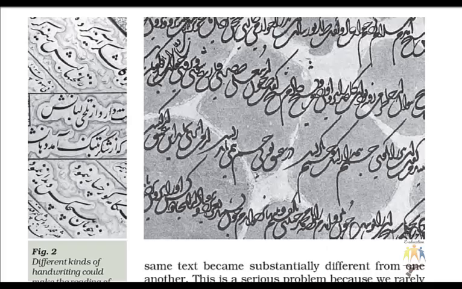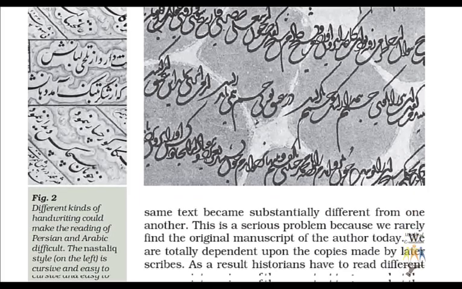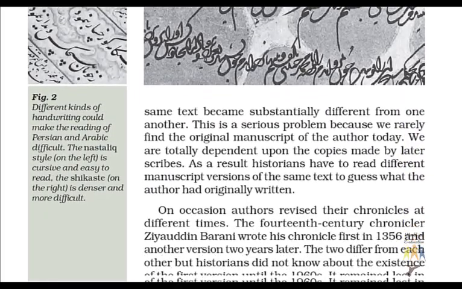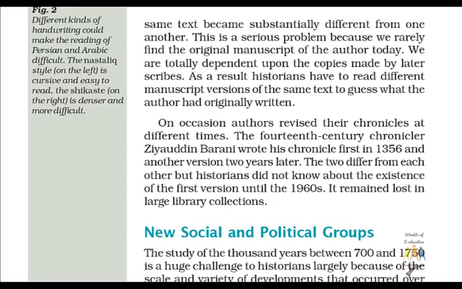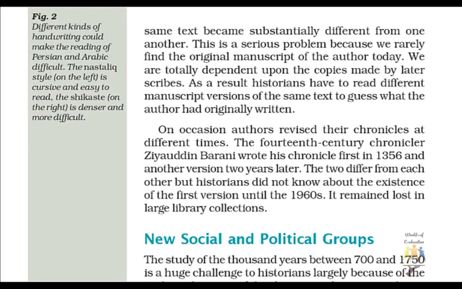Fig. 2. Different kinds of handwriting could make the reading of Persian and Arabic difficult. The Nastaliq style, on the left, is cursive and easy to read, the Shikast, on the right, is denser and more difficult. On occasion, authors revised their chronicles at different times. The 14th century chronicler Ziauddin Barani wrote his chronicle first in 1356 and another version 2 years later. The two differ from each other, but historians did not know about the existence of the first version until the 1960s. It remained lost in large library collections.